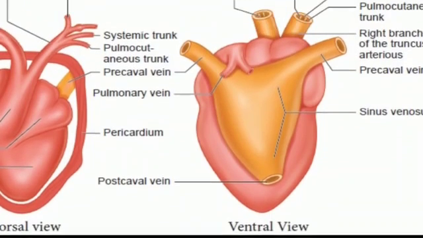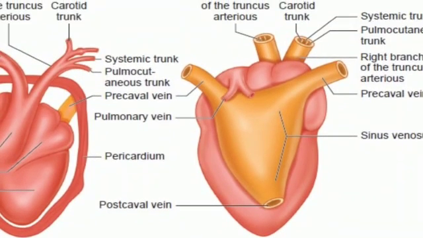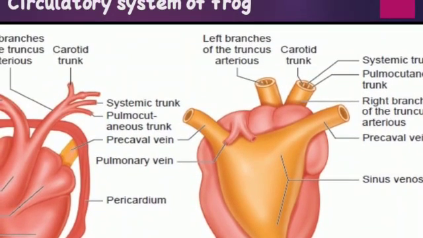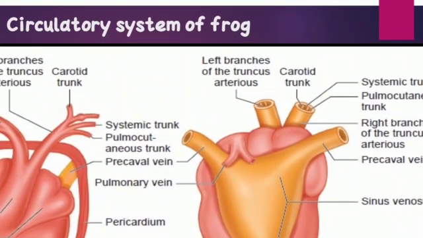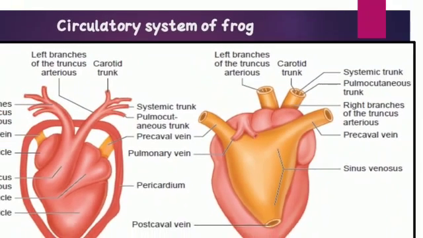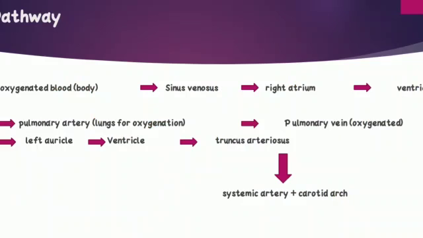Now on the right side of the ventral view, we have sinus venosus, that is a triangular structure. Both precavals are shown. Right branches of truncus arteriosus are shown. Pause this video and read all the labeling parts carefully. Now in this slide, we will see the journey of blood in the body.